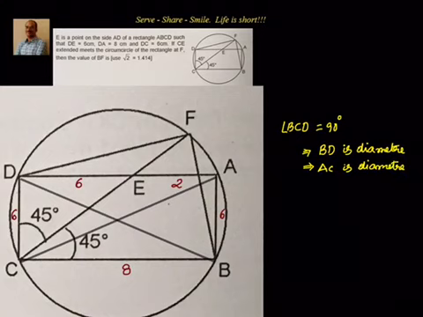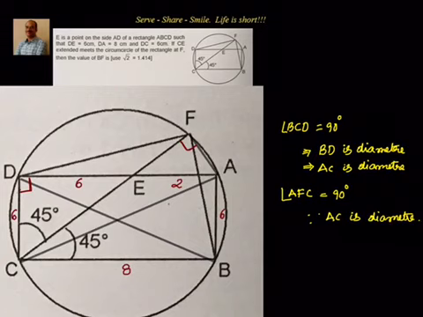So once we know BD is diameter, and AC is diameter, then we will also join A to F. Okay, we know that angle AFC equal to 90 degrees. Angle in semicircle is right angle. AC is diameter. We know angle AFC is equal to 90 degrees. So this angle AFC is equal to 90 degrees.